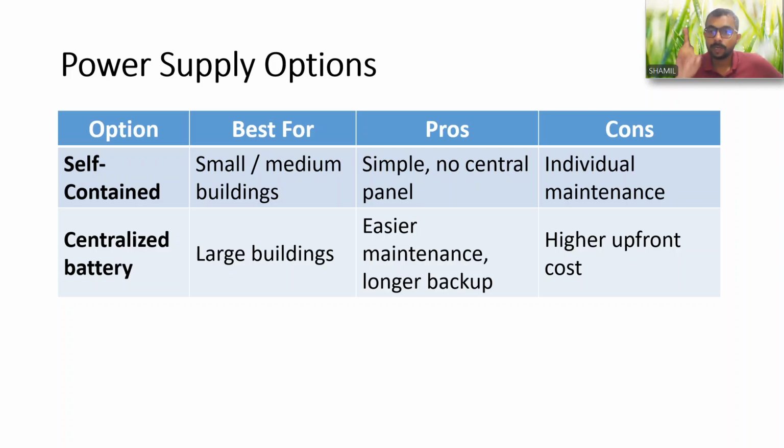So we have discussed two options. One is self-contained, where you need to do maintenance for each and every light, whereas for centralized battery, maintenance is easy, but the upfront installation cost will be higher. Okay, so these are the two power supply options.